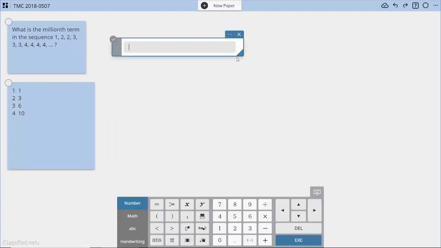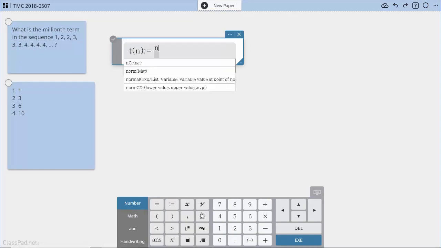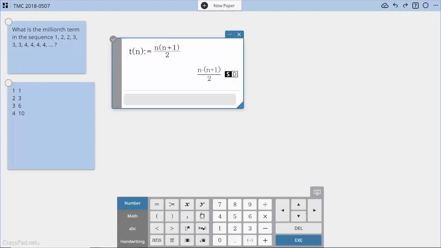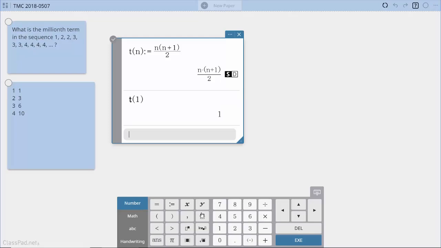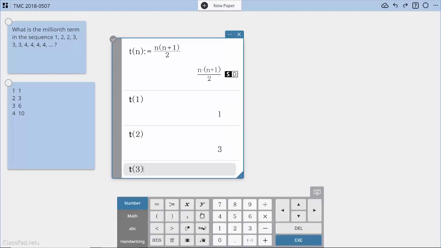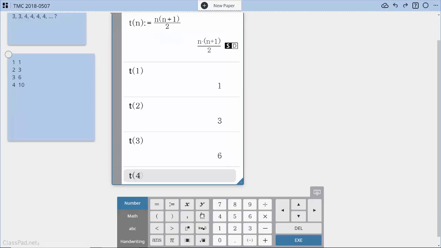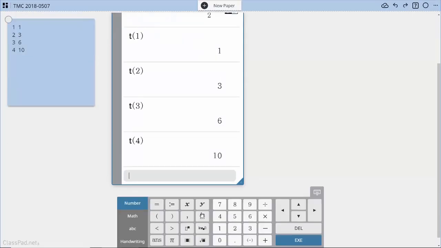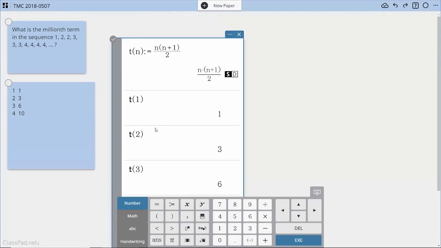So now that I know I'm looking at triangular numbers, let us create a little function. We'll call it T for triangular numbers, and we are going to follow this pattern. So this is the function that generates triangle numbers. And if you want some verification, let me just show you. The first triangular number is 1, the second is 3, the third is 6, and yes, the fourth is 10.